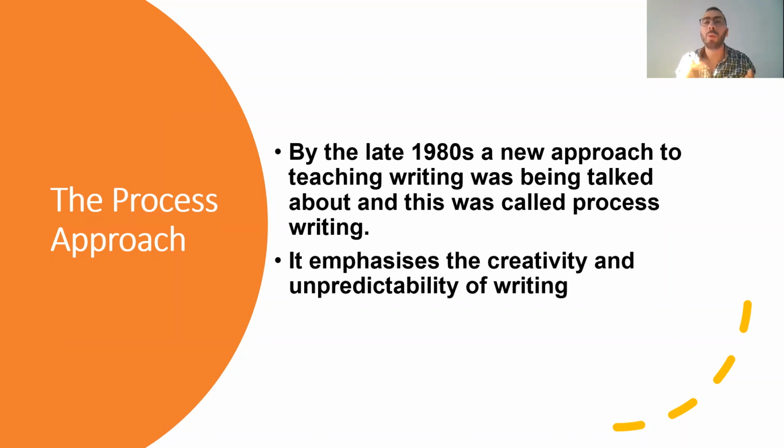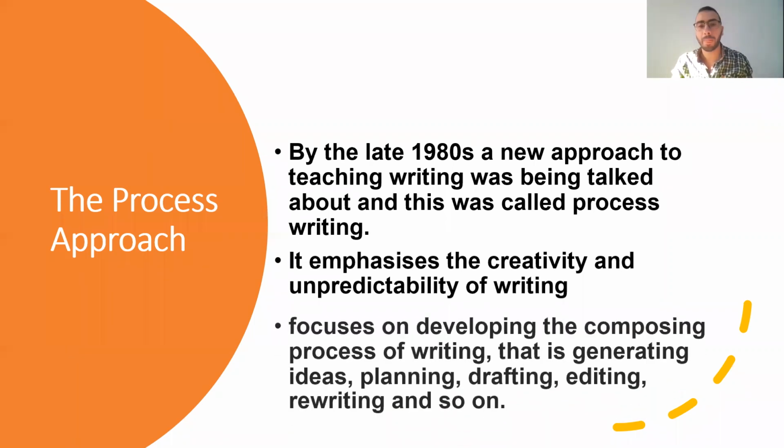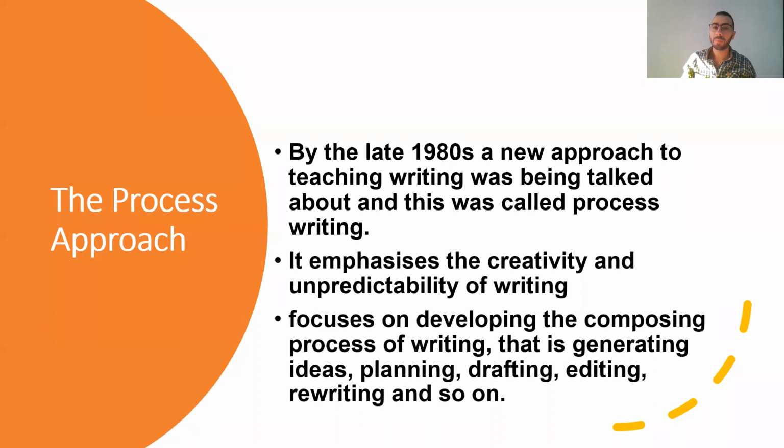In the previous one, we might have some expectation because they already have a text, which might help them in the writing process. It also focuses on developing the composing process. So it's more about the process itself. It's not about the product. It's not about the writing at the end. It focuses more on the process itself, like generating ideas, planning, drafting, redrafting, publication, and so on. And again, we'll go through the stages of this process approach in a clear way right now.